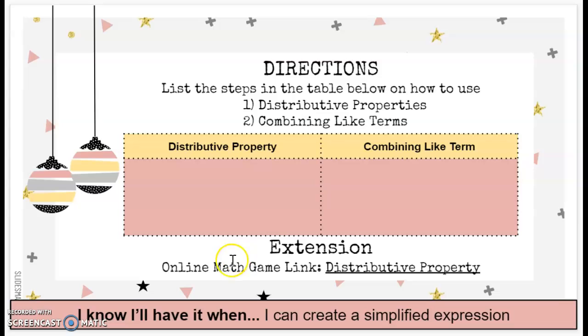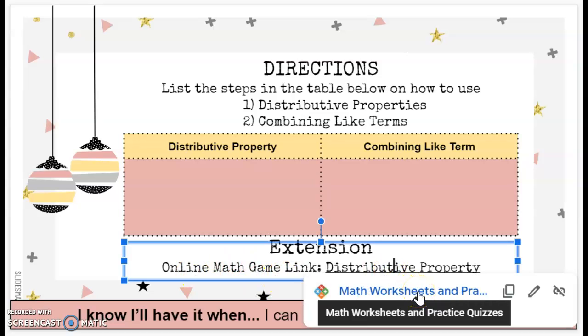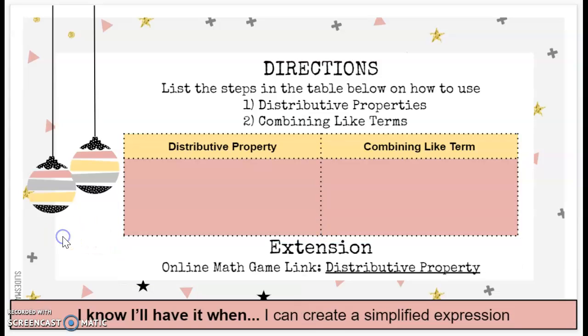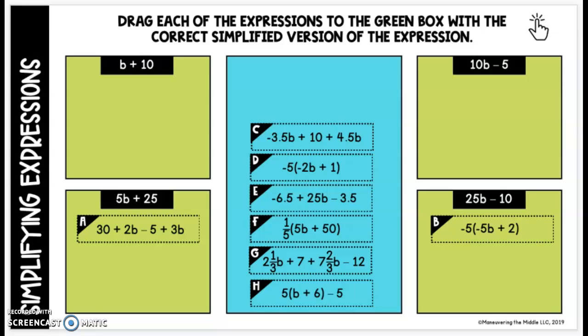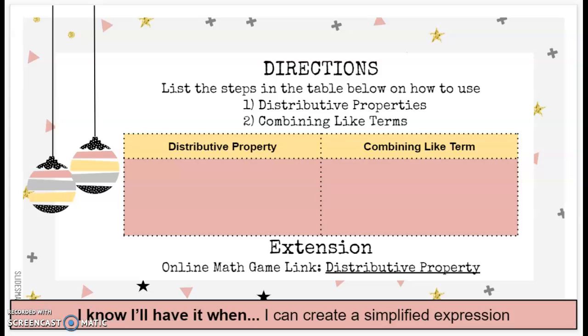Then you have an extension, online math game. If you just click on this link and then you'll click here, it'll take you to a game where you can do distributive properties and have a little bit more fun. So this way we know we have it. Again, for the third time, I'm grading this slide and I'm grading this slide. So make sure you have both of those complete for this independent practice, because that tells me you understand what we did for this lesson.